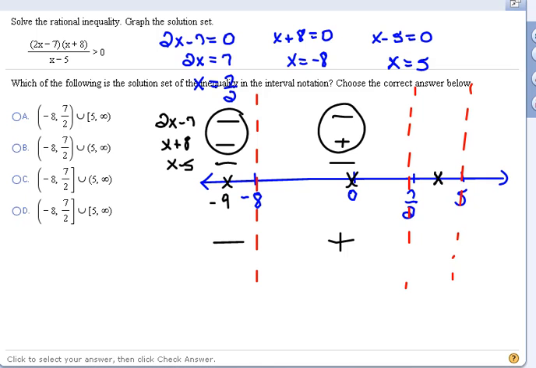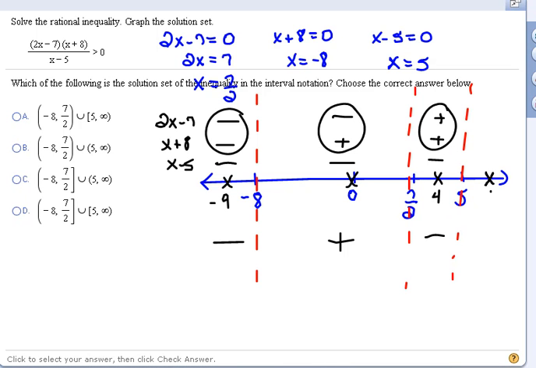Now let's try something in here, like let's say 4. If I did 4 minus 5, that would be negative. 4 plus 8 would be positive. And 2 times 4 would be 8, minus 7 would be positive. So multiplying these would be a positive number, divided by a negative would be negative.